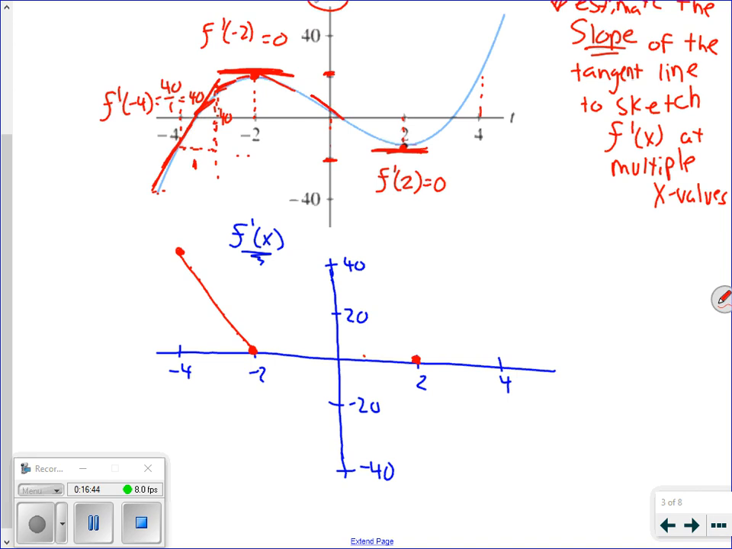So let's estimate this negative slope right here. I'm going to try my best to draw a really good tangent line here at 0. So we're estimating f prime of 0.